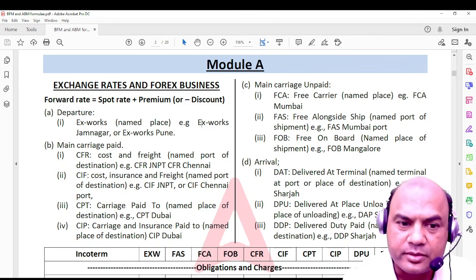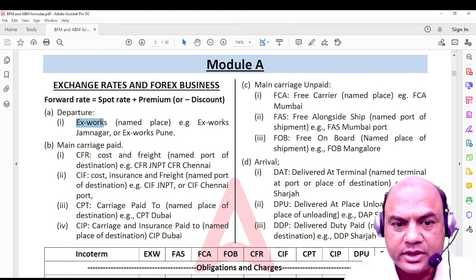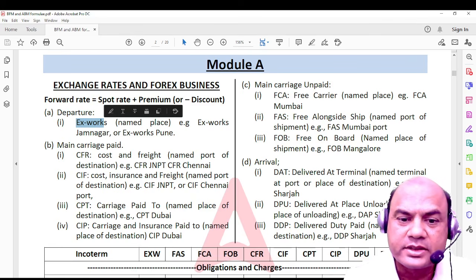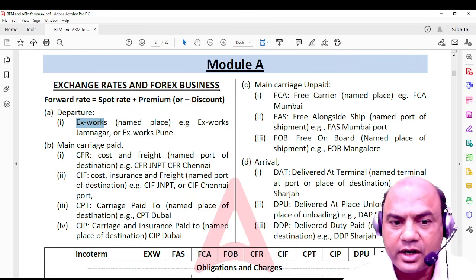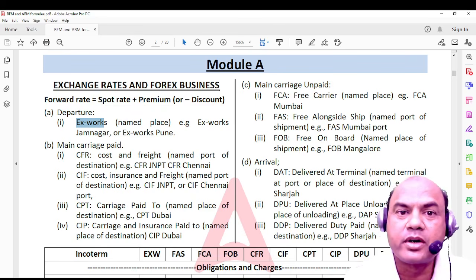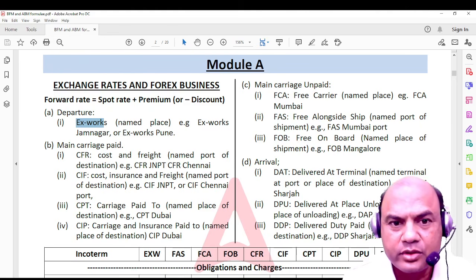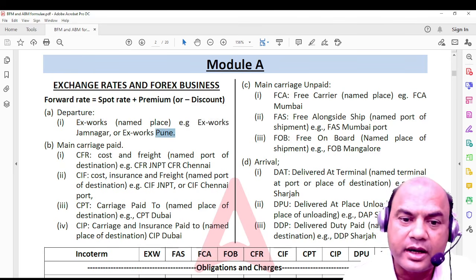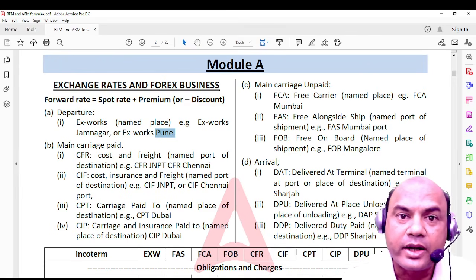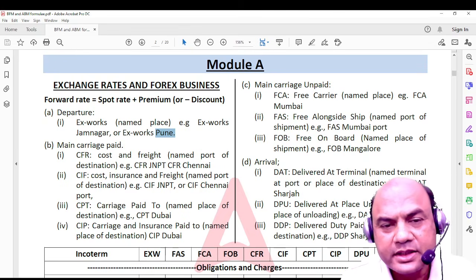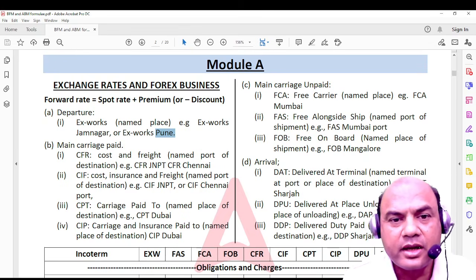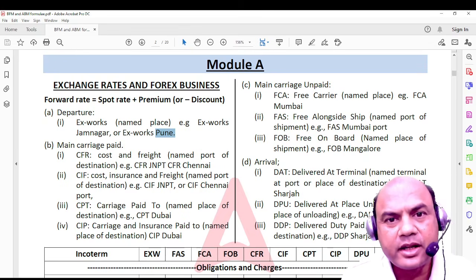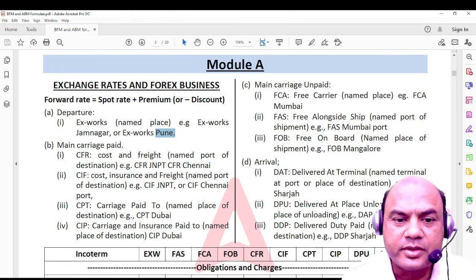Now look at the Incoterms. First is XWorks. XWorks means what? See here, XWorks Jamnagar or XWorks Pune. It means I'll put the goods outside this place, whatever is given: Pune, Jamnagar, or I can write XWorks factory. So just outside my factory, I'll hand over the goods to you, and then my responsibility is over.